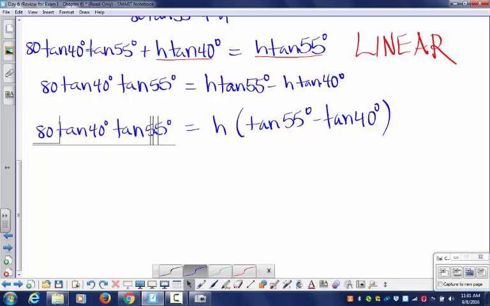All right, so last step to isolate h. Divide it out. Divide out that coefficient, if you will. Divide out this whole factor over here, and that will isolate h. And I'll put h on the left. So h will be 80 tan 40 tan 55, all divided by tan 55 minus tan 40.